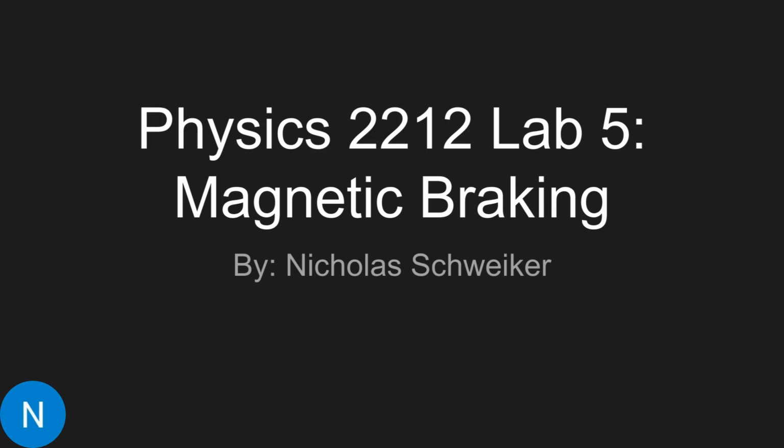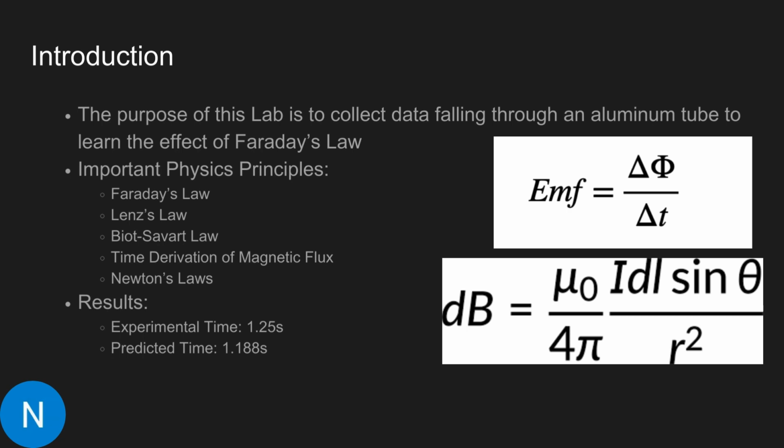Physics 2212, Lab 5, Magnetic Braking. So for the introduction, the purpose of this lab is to collect data of a magnet falling through an aluminum tube to learn the effect of Faraday's law.